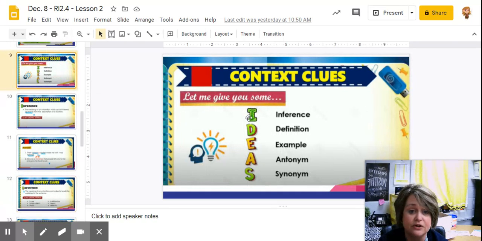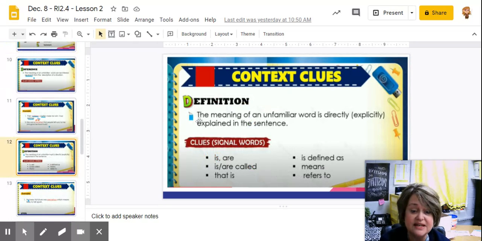Also, we can look at definitions. If I go back up here, we talked about inference. Now we're going to talk about the D in IDEAS, the definition. It says the meaning of an unfamiliar word is directly or explicitly explained in the sentence. It might use signal words like is or are, that is defined as, or even the word means. If a sentence says means, then that's the answer. That is the definition.